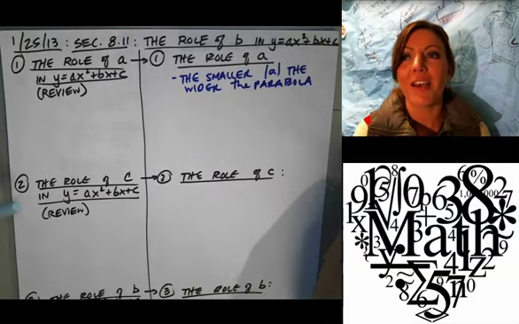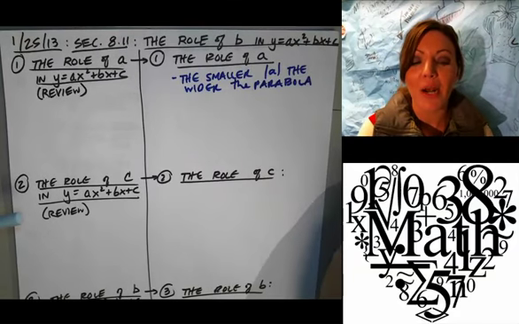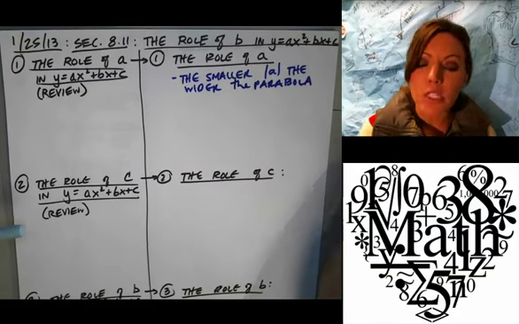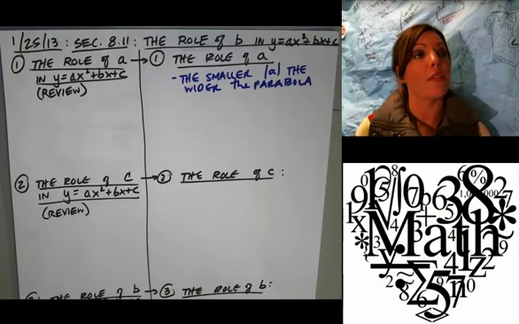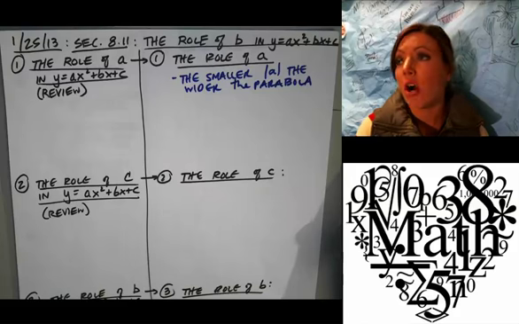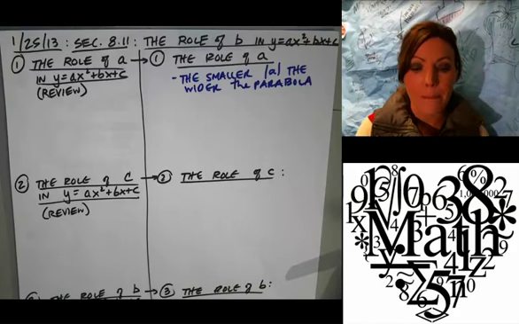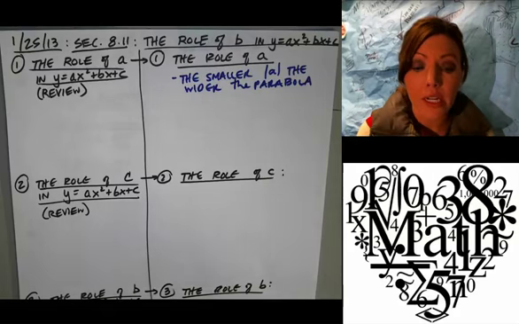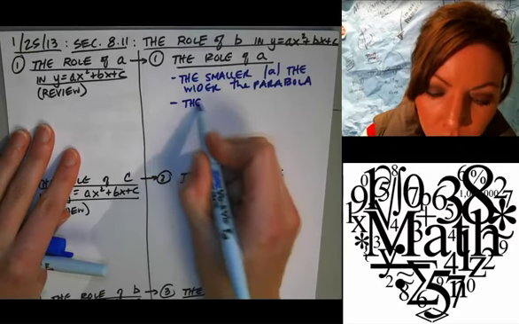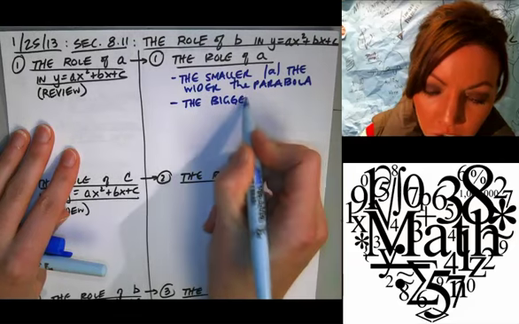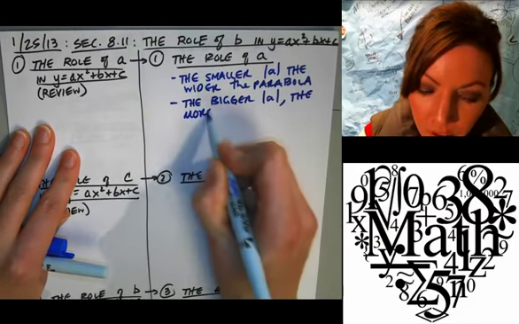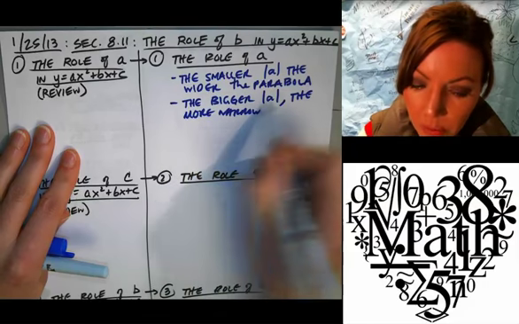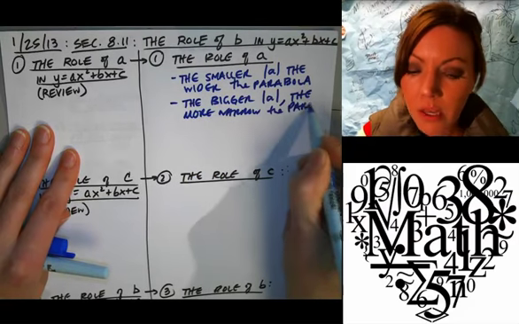Okay, what else? What else about a? So if the smaller the absolute value of a is, the wider it is, meaning the wider it opens, then that means conversely that what? The bigger a is, the more narrow it is. Okay, so the bigger the absolute value of a, the more narrow the parabola. Okay? What else?